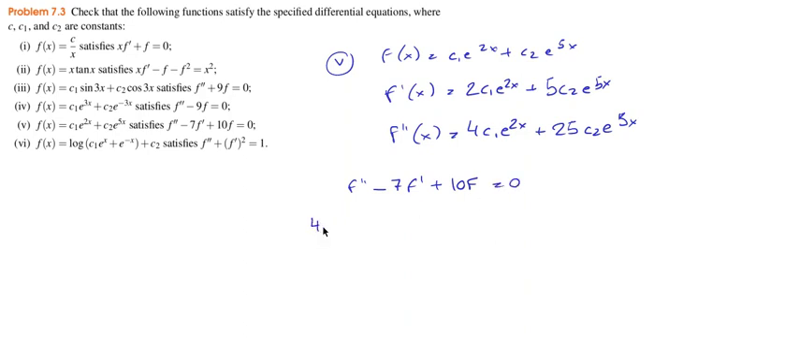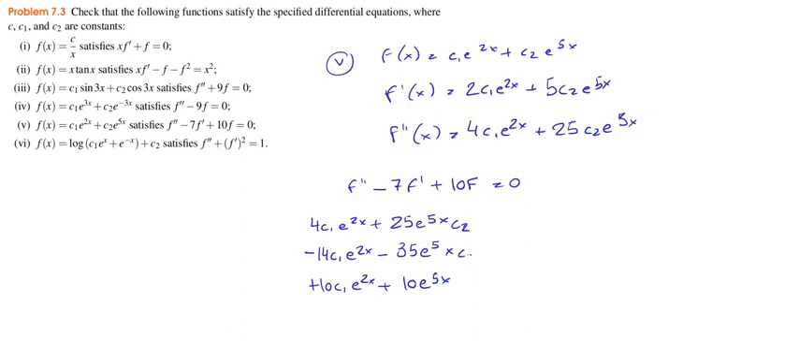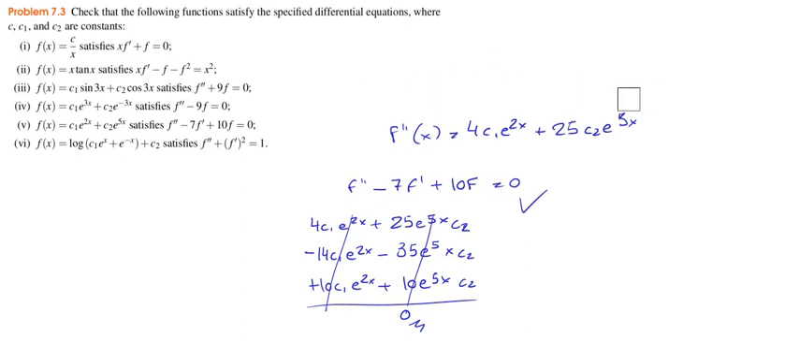Well, we have 4c1 e to the 2x plus 25c2 e to the 5x. Let's see, minus 7 times 2c1 e to the 2x minus 35c2 e to the 5x, and then plus 10c1 e to the 2x plus 10c2 e to the 5x. All of this cancels out and you get 0. So this checks again.